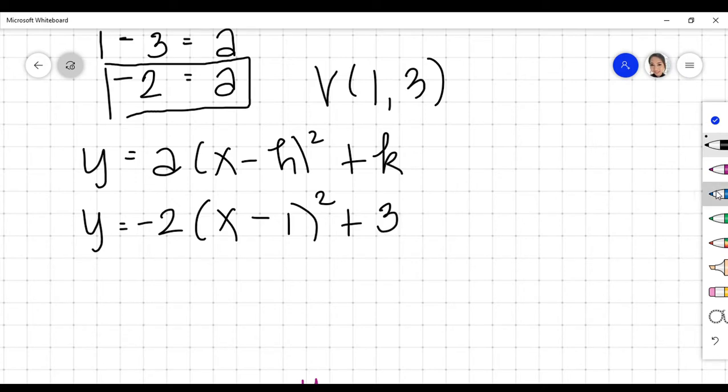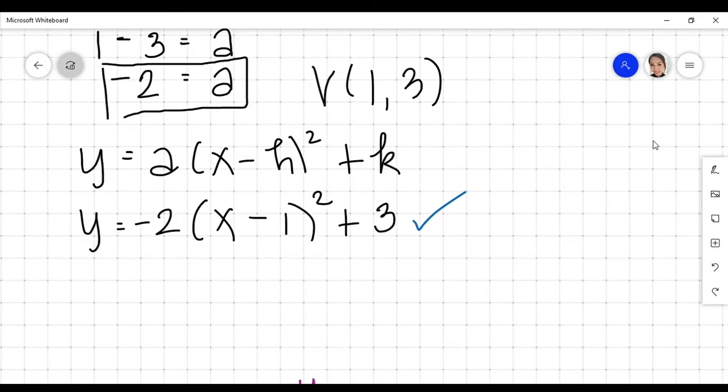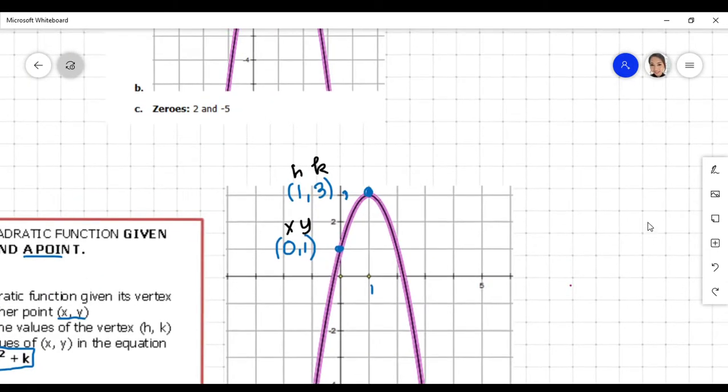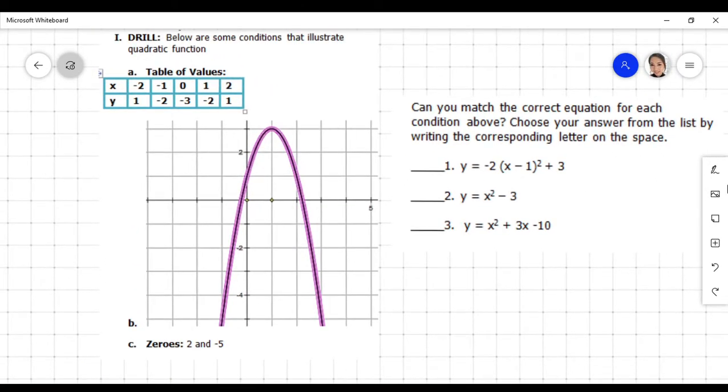So if you notice, this equation is already in the quadratic function form. However, this is not in the standard form. So let's go back to our drill and let's find this equation if it matches our answers. Okay, so letter B. So this is the equation. This is the equation for the graph of this parabola, which is the letter B. So the answer for this portion is B.